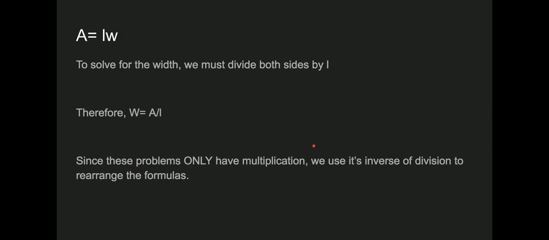Okay, so here's another example. We have something very basic that you've probably seen for many, many years, and this is area of a rectangle. And so area equals length times width. To solve for width, we must divide both sides by the length. Okay, so it's similar to the volume. It's actually easier because there's less variables. And so when I divide by L, that L is going to cancel, and the W left by itself is going to be equal to area divided by length.